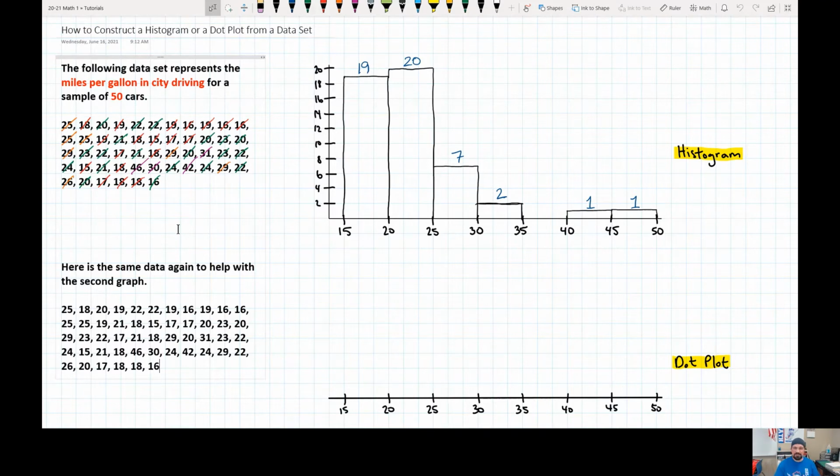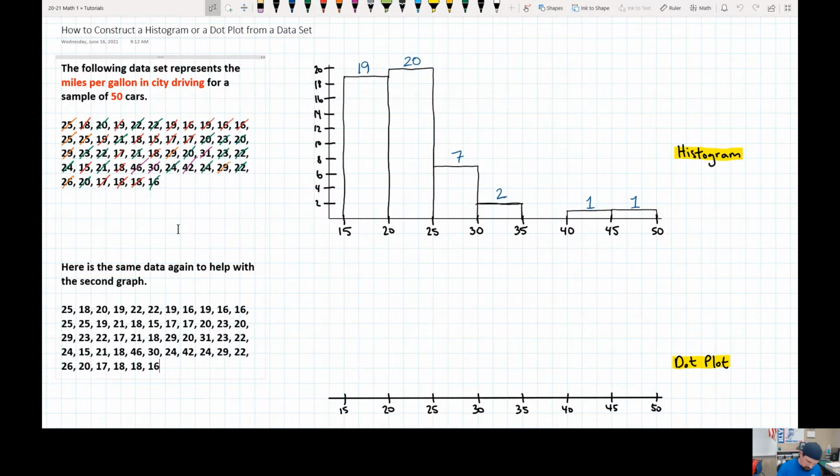This represents the distribution of the data. It shows us where the values are concentrated. We could easily say that a majority of the vehicles sampled get between 15 and 25 miles per gallon in the city. There are other things we could say about this once we learn a little more about distributions and how to describe them. Next we're going to do the dot plot.